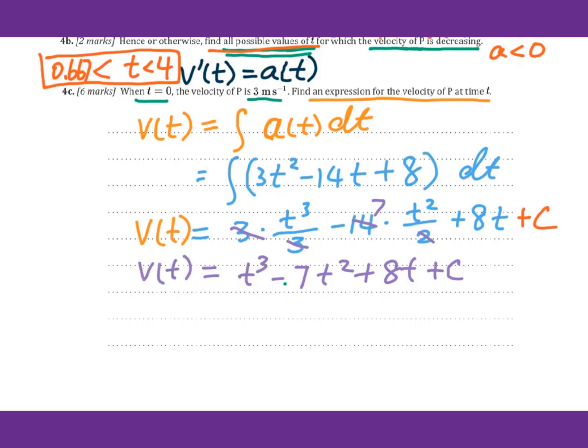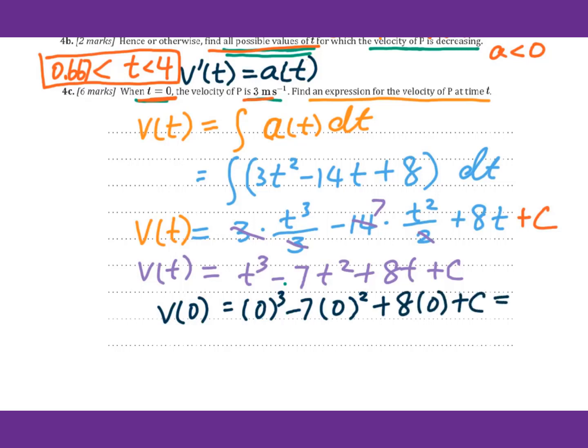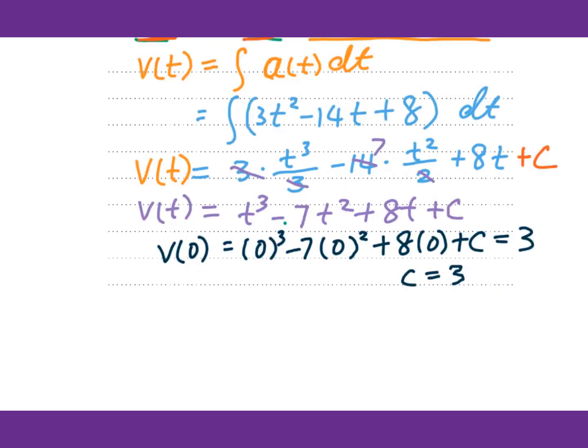Then according to the given information, when t equals 0, velocity equals 3. So we have v of 0 equals 0 to the third power minus 7 times 0 squared plus 8 times 0 plus c equals 3. We got c equals 3. Therefore, the velocity function equals t to the third power minus 7t squared plus 8t plus 3.